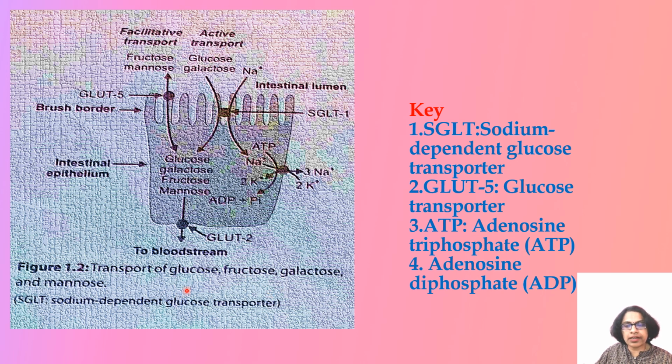So what are the end products of carbohydrate digestion? That is glucose, fructose and galactose, the monosaccharides. You can see some of the key points I have given here. SGLT is the sodium dependent glucose transporter, so these sugars enter the cells with the help of sodium. That is why SGLT indicates sodium dependent glucose transporter, whereas GLUT5 indicates glucose transporter. And ATP, you all know, is adenosine triphosphate, and ADP is adenosine diphosphate.